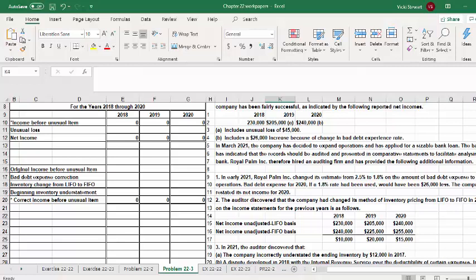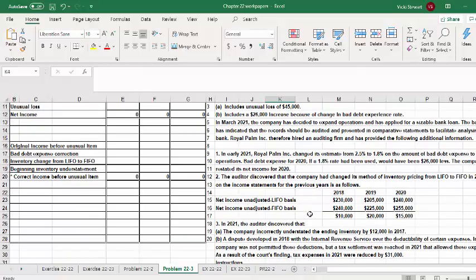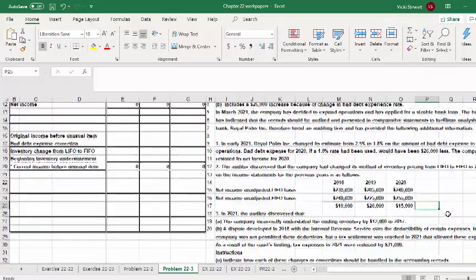The auditor also discovered that the company had changed its method of inventory pricing from LIFO to FIFO in 2021, and they have shown us the income statements for the previous years as follows. First, showing what was reported in 18, 19, and 20 on the LIFO basis, and then on the FIFO basis and what the change in net income would have been.